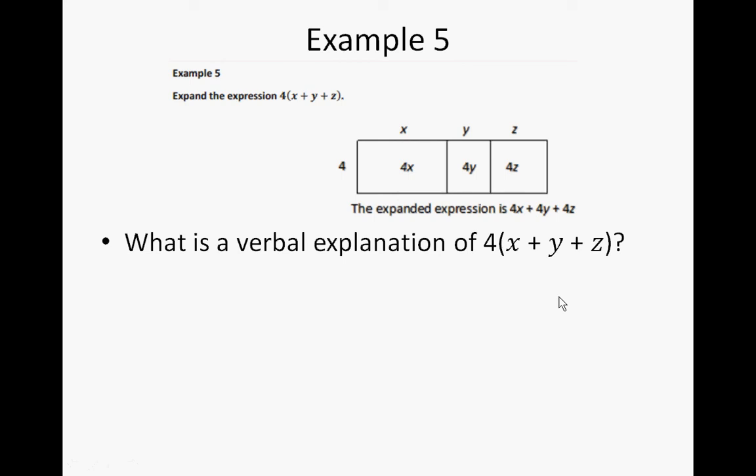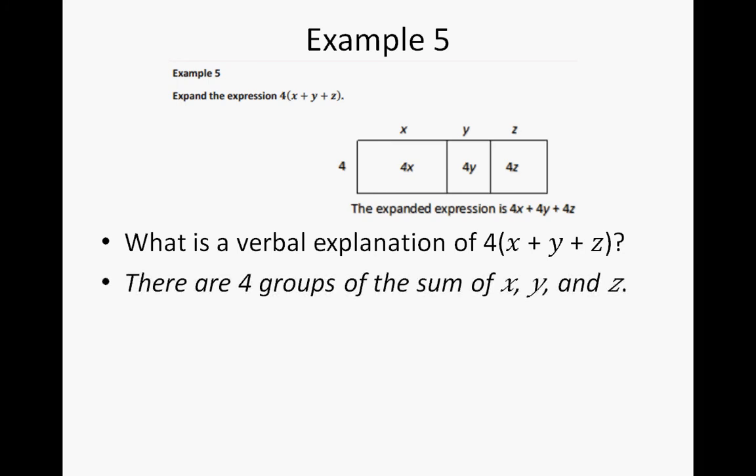So what is the verbal explanation of 4 times the quantity of x plus y plus z? Well, there are 4 groups of the sum of x, y, and z.